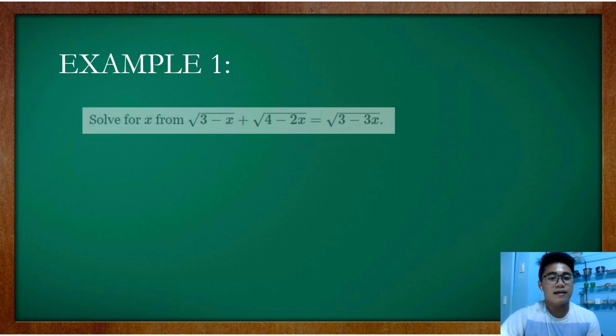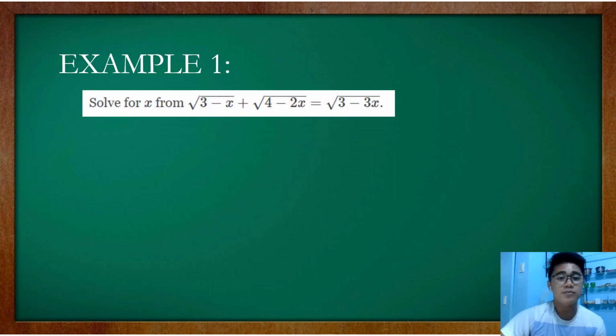So, our example is: solve for x from square root of 3 minus x plus the square root of 4 minus 2x is equal to the square root of 3 minus 3x.